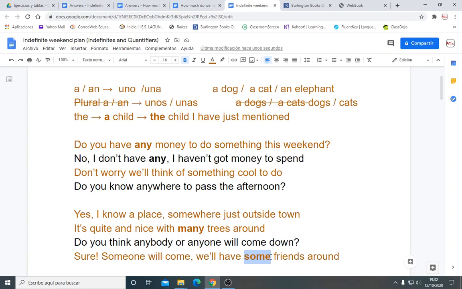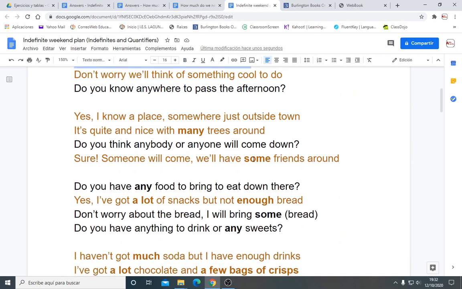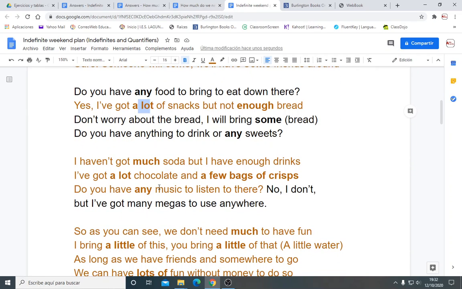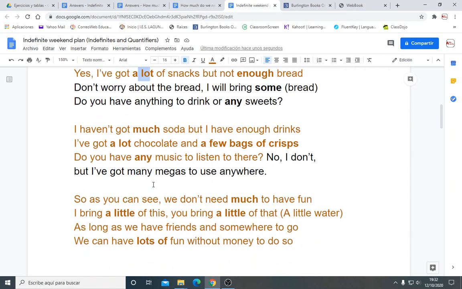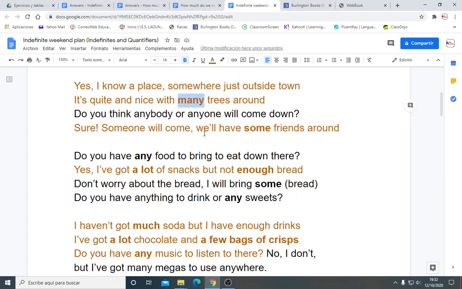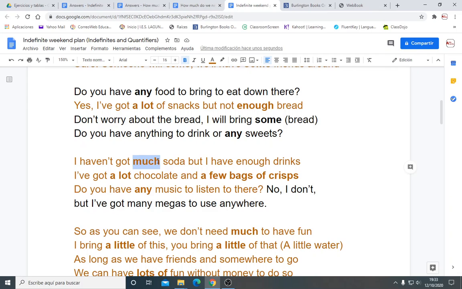We can have some people, and that can be 2, 3 people. Or we can have some people, and that can be 10 or 20 or 100. We don't know exactly. But we don't use some in negative and interrogative sentences like these ones. And then we have a lot, that means mucho, and that can be used with anything for countable or uncountable names. And then if we have things that are countable or uncountable, we can use many with countable things that we can count, like 1 tree, 2 trees, 3 trees. Or with things like water, liquids, or things like sugar or salt, we use much.